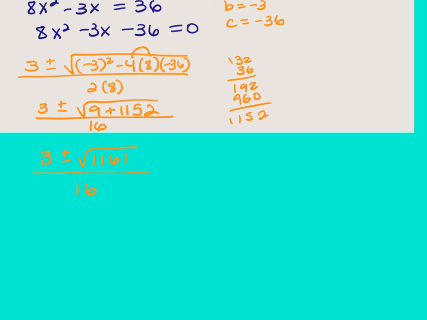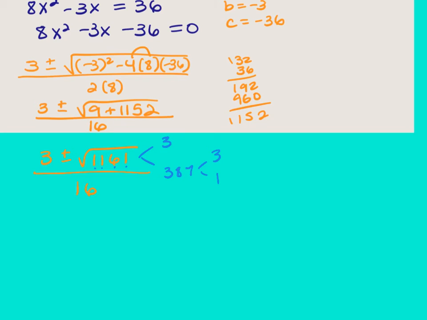Now that 1161 is not even, so it's not divisible by 2. But if I test it for 3's, right, if I do 1 plus 1, that's 2, plus 6, that's 8, plus 1, that's 9, that's divisible by 3, which means this is divisible by 3. 3 would go into 11 3 times with a remainder of 2, into 26 8 times with a remainder of 2, into 21 7 times. Test that out again. 3 plus 8 is 11, plus 7 is 18. That's divisible by 3 as well.